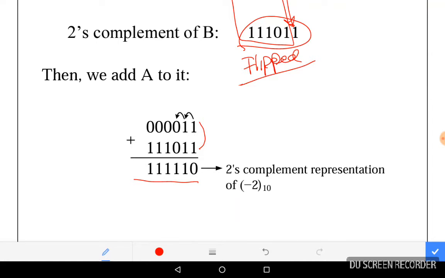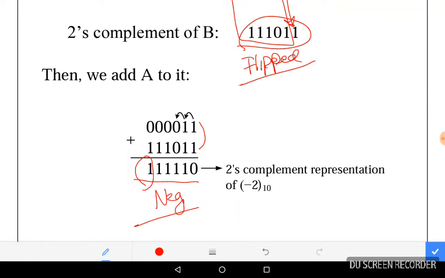Now the thing is that our answer here has a 1 in it, right? So now we know that it is a negative number. But what number is it? If you were asked to say that this is a 2's complement representation, how do we figure out that it is actually -2? Well, we would have to do the 2's complement again.